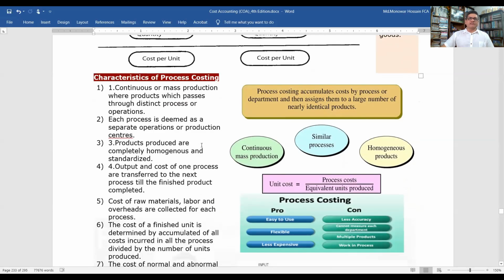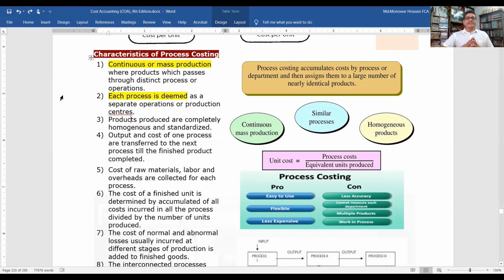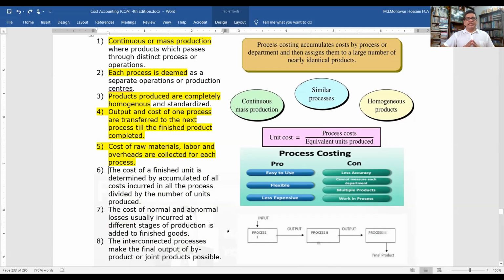The characteristics of process costing: it is a continuous mass process. Each process is deemed a separate operation. The product is uniform and completely homogeneous. Output and cost of one process is transferred to the next process until the finished product is completed. Cost of raw materials, labor, and overhead are collected for each process. The cost of finished units is determined by the accumulation of all costs incurred.